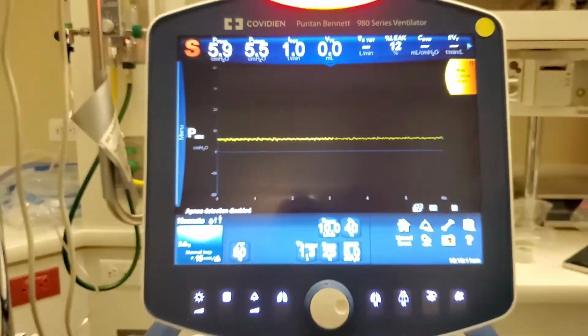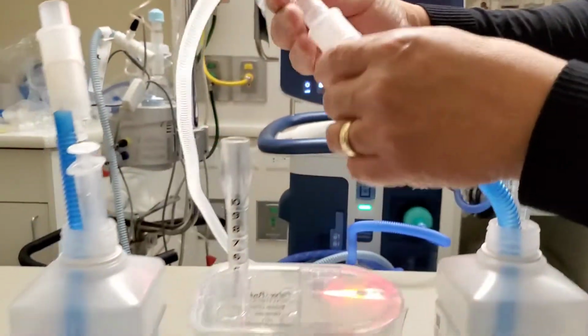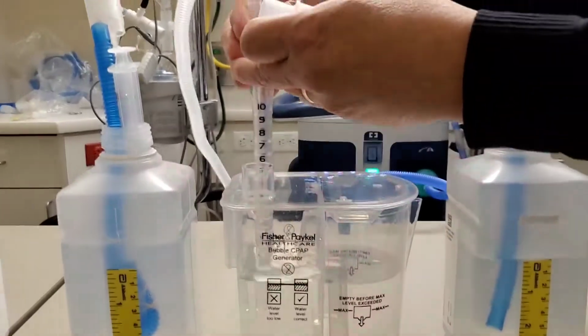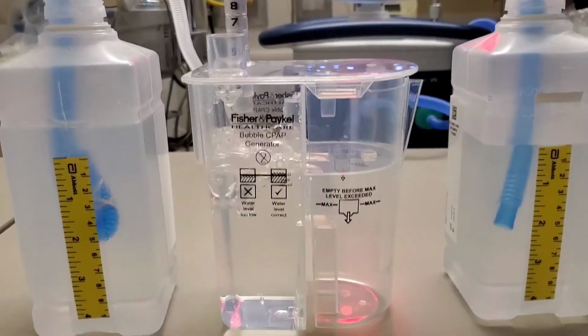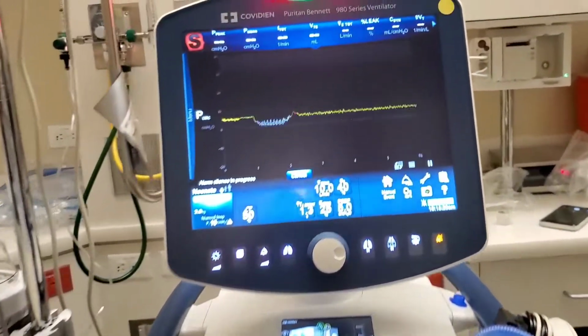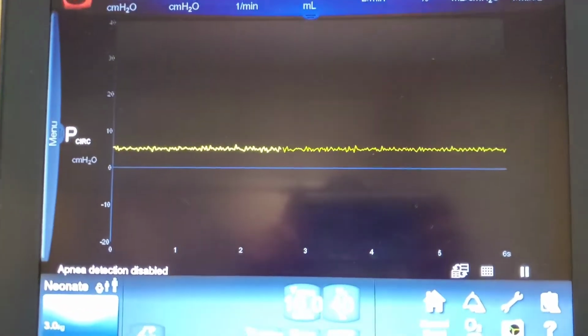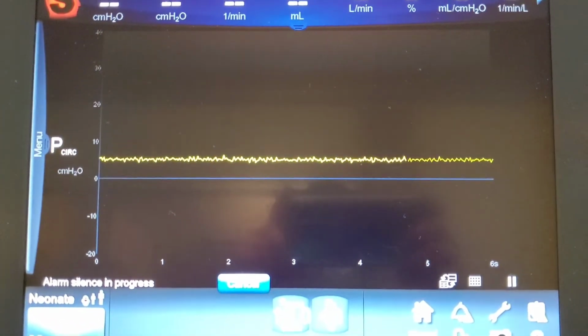So from there, we're going to switch over to the F&P. So here we're switching to the F&P. And by the way, all of these are at 5 centimeters of water pressure. So you can see there's a little bit more oscillation there.